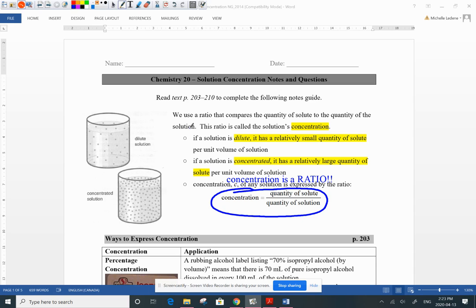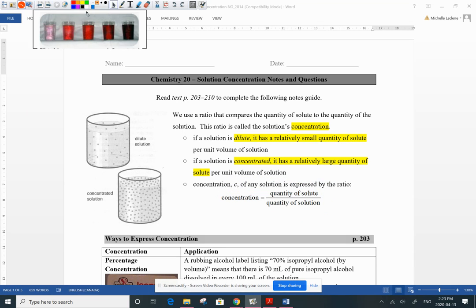So yes, you can look at a solution and you can tell right away which is the most concentrated and which is the most dilute. So clearly this guy is the most dilute solution. You see his color is less pink, so he has less of the particular solute, whereas this guy is going to be the most concentrated. He has more solute in the same amount of solution.